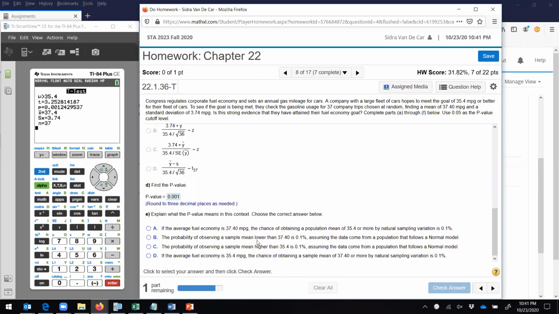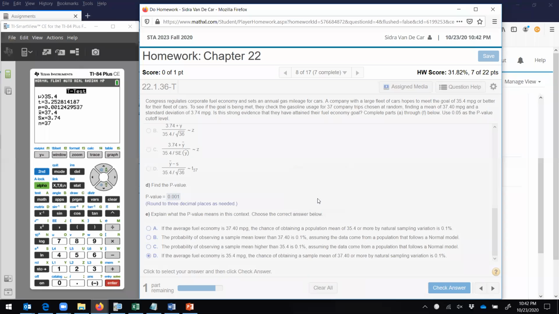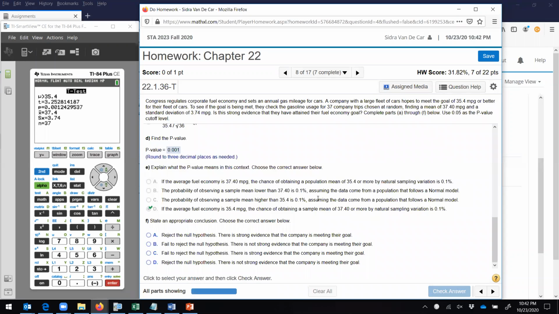The probability of observing a sample mean higher than 35.4... If the average fuel economy is 35.4, the chance of obtaining a sample mean of 37.4 or more by natural sampling variation is 0.1%. So we should reject the null hypothesis because that value is less than 0.05. There's strong evidence that we're meeting our goal.